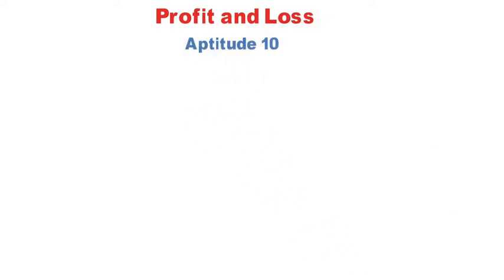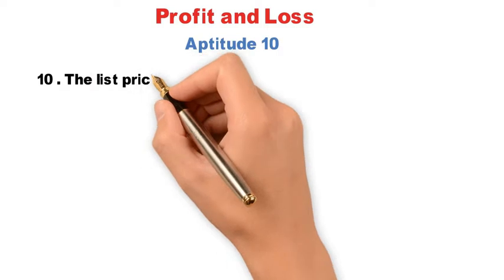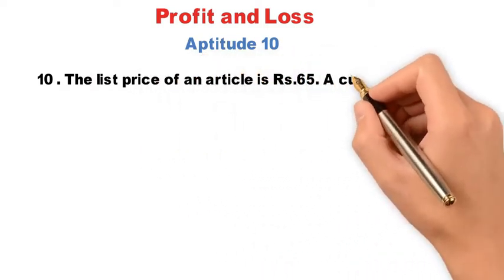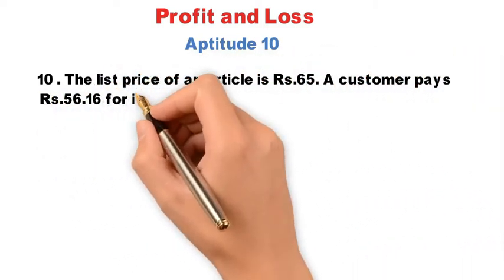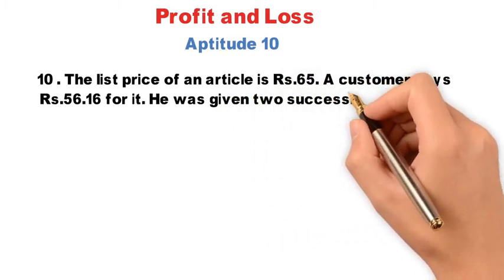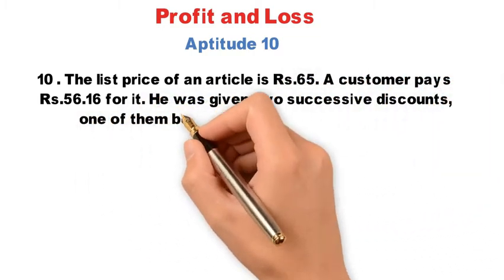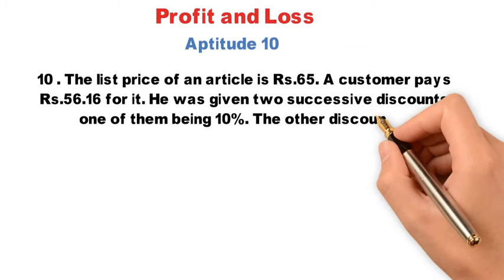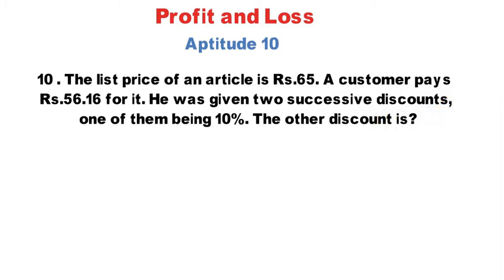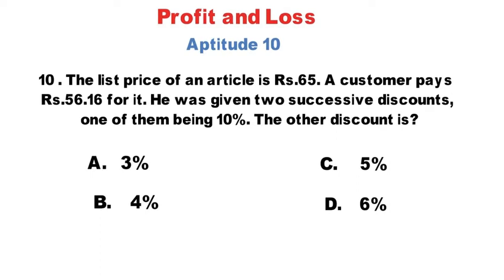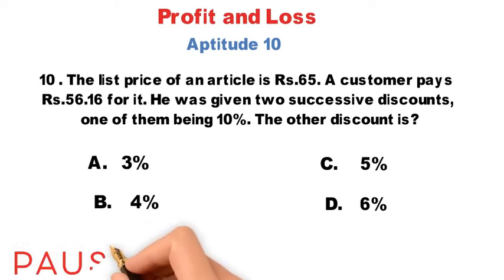Aptitude 10. The list price of an article is Rs 65. A customer pays Rs 56.16 for it. He was given 2 successive discounts, one of them being 10%. The other discount is: Option A, 3%; Option B, 4%; Option C, 5%; Option D, 6%. Pause the video, and try to solve the problem.